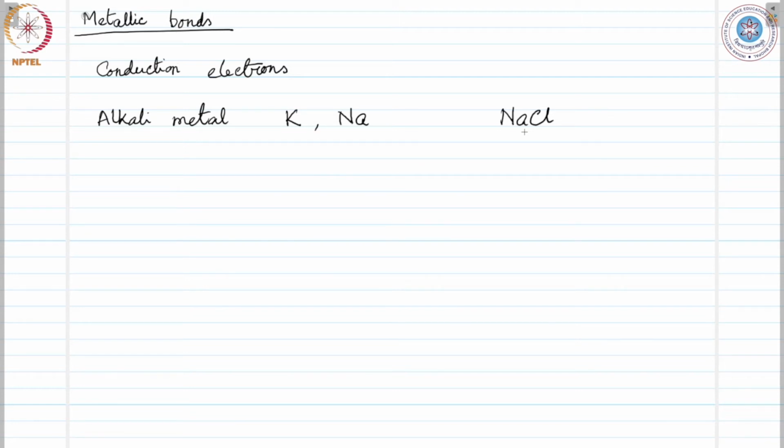The bond formed by the conduction electrons is very strong. The interatomic distance is relatively large in alkali metals, because the kinetic energy of the conduction electrons is lower at large interatomic distances.